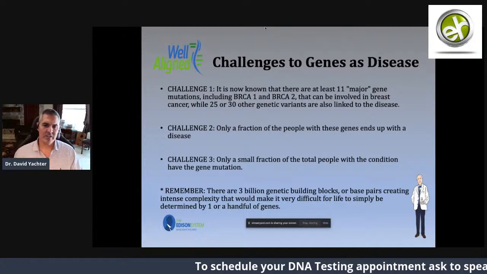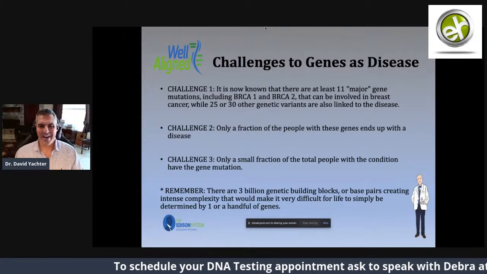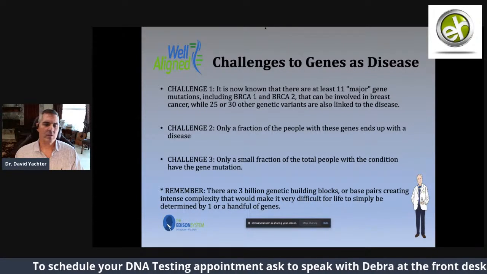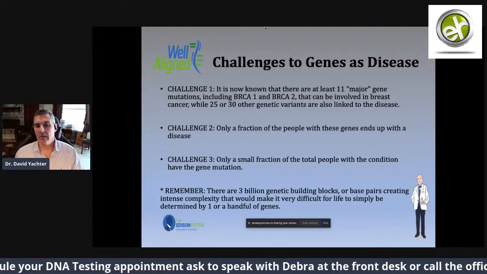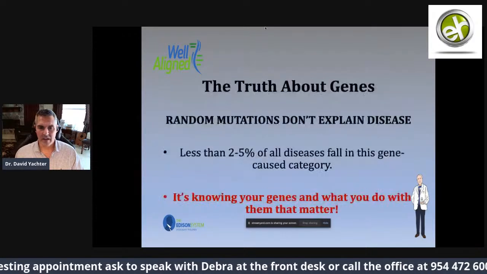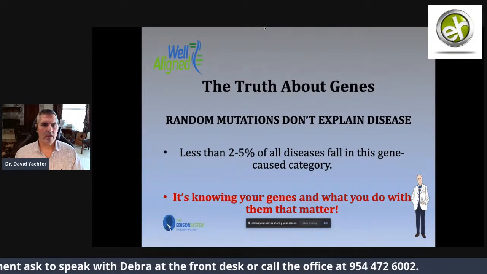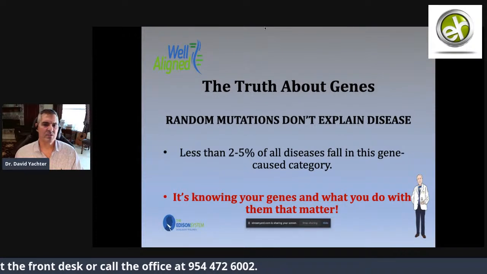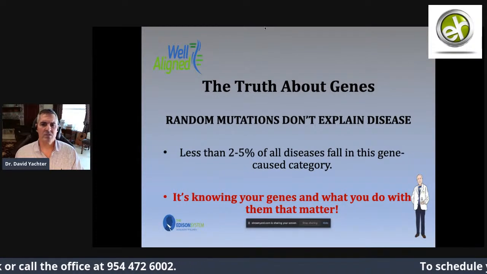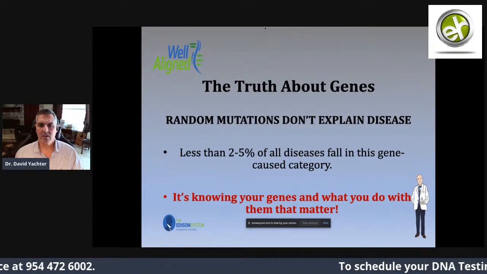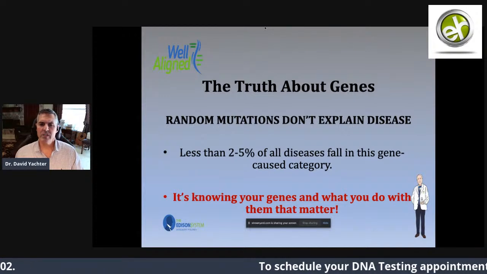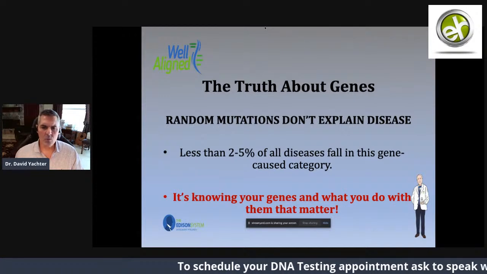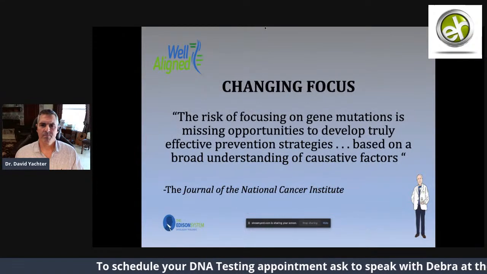So as we always say, your genes are not your destiny. You can't just say, well, if cancer runs in my family, there's a very high likelihood I'm going to have it. The truth is that random mutations don't simply explain disease. Less than 2 to 5% of all disease falls into this gene-caused category. It's knowing your genes and what you do with them that matters most.